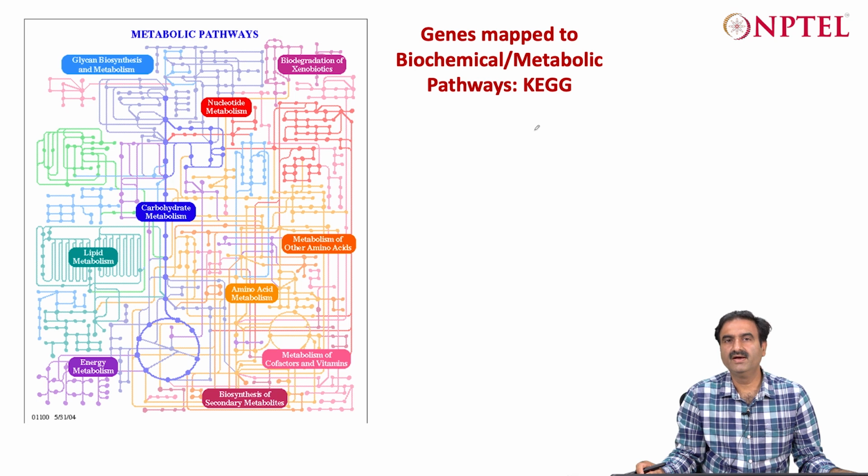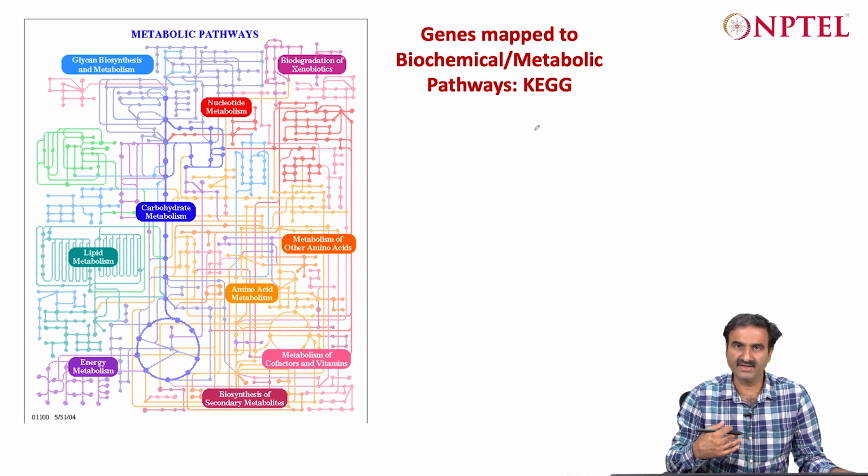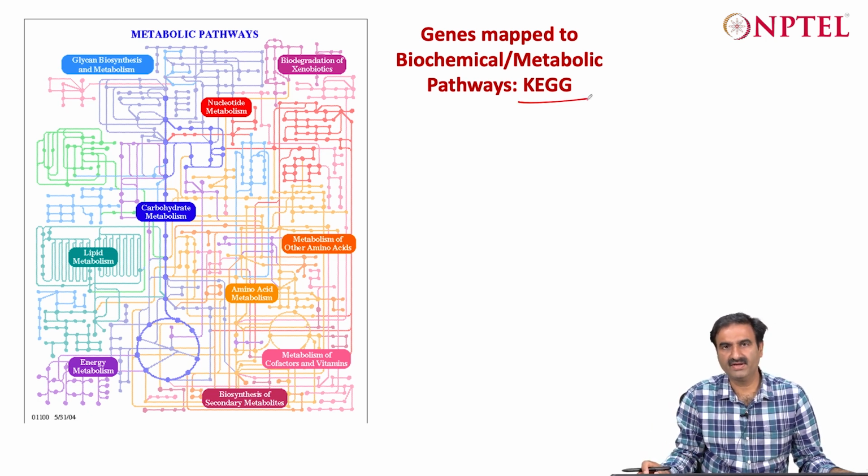function in a cell, right. So for example, say you want to use the glucose that you are consuming or eating. Glucose is a sugar molecule, and it will be degraded into energy, right. So basically it will be done in a molecular pathway, right. Today there are groups like KEGG, a very important and standard database of all the metabolic maps or pathways which are available.